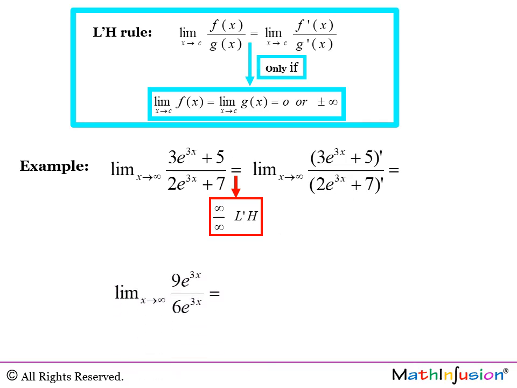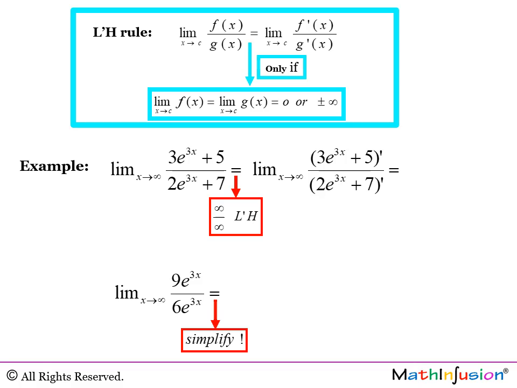And we get limit of x approaches infinity of 9e to the power of 3x over 6e to the power of 3x. Don't forget to use the chain rule when you differentiate. This is again infinity over infinity, but I can keep doing it forever. e to the 3x will stay e to the 3x when I'm differentiating.